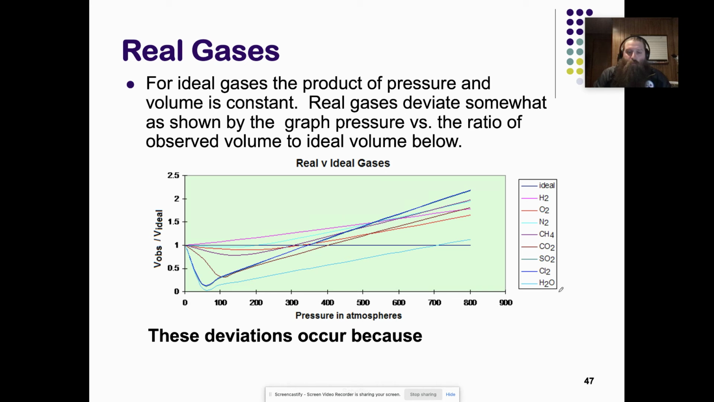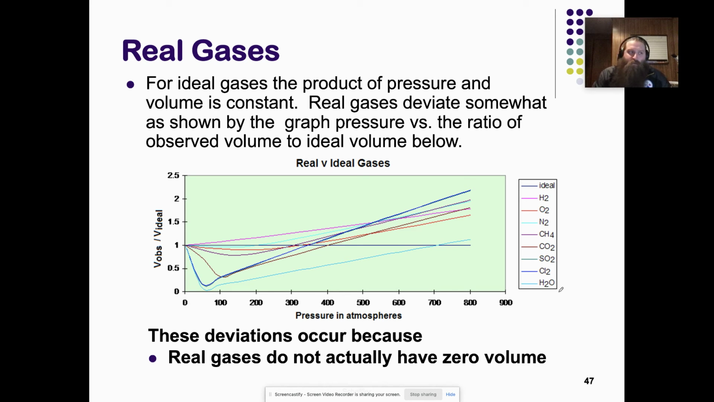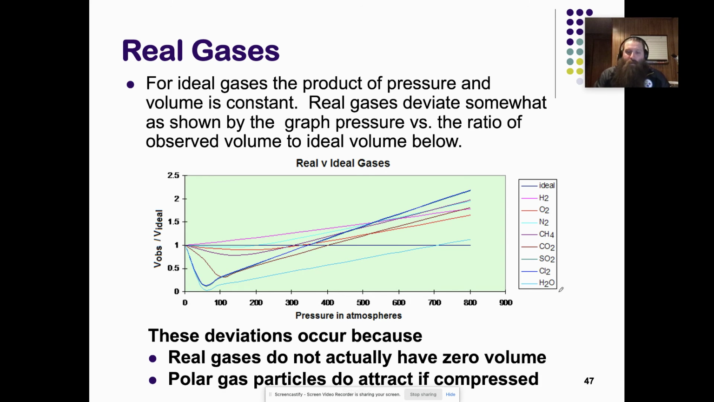Well, it's pretty simple. Real gases don't actually have zero volume, and polar gas particles will attract if you compress them. So when the pressure goes up, you're compressing the gas, right? And polar particles, when you see polar, think dipole moments, all right? Well, dipole moments are going to attract each other, and those forces of attraction are something that you would have to overcome if you want the gas to do something. Like if you want the particle to move, it's got to pull away from that force of attraction. That slows it down a little bit.